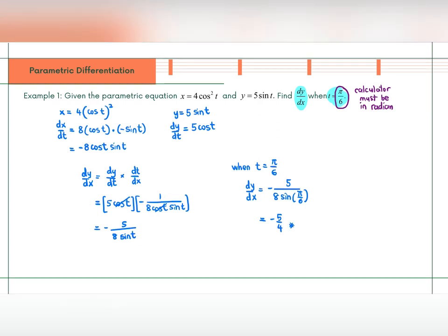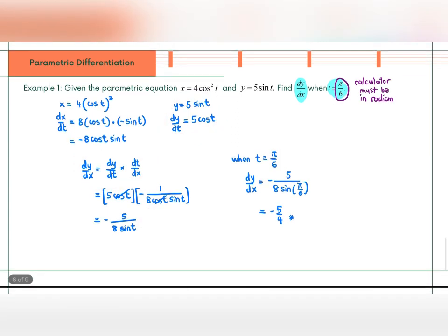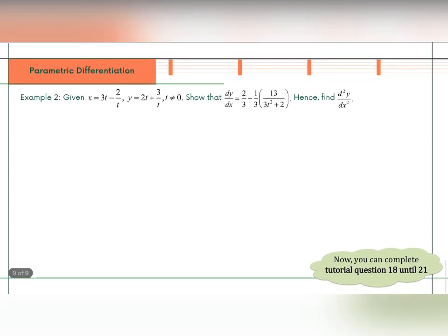So simple sahaja, apply chain rule. First step, cari dx over dt. Second step, cari dy over dt. Third step, perform chain rule. So you are going to get the result. Okay, so itu adalah untuk first derivative. Now, kita pergi kepada example kedua, which will be our final example of this chapter.